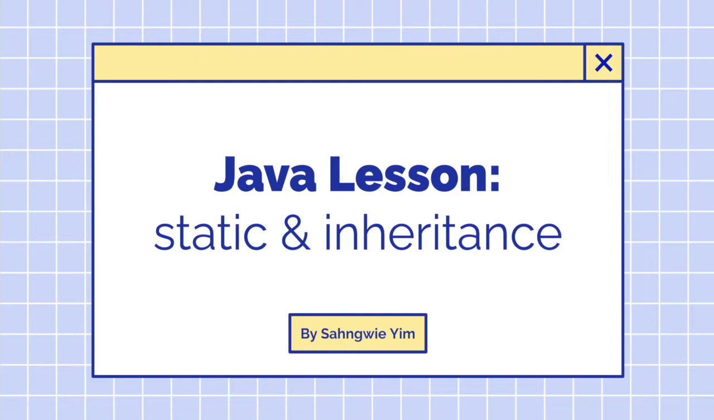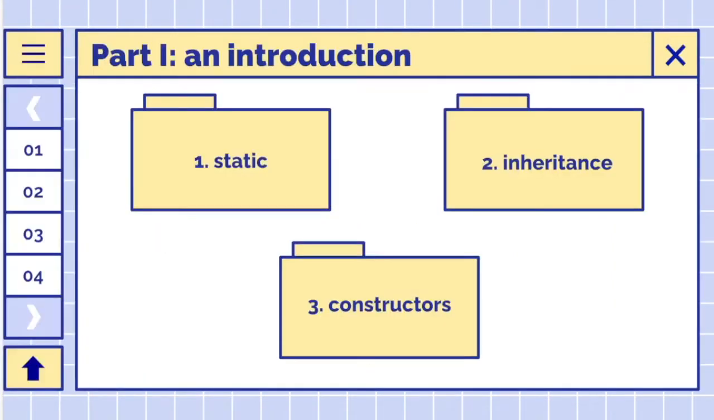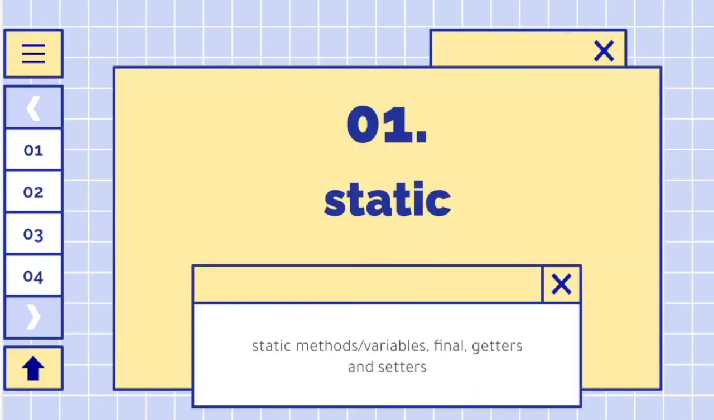Today we're going to be looking at static, inheritance, and constructors. So first, let's talk about static. We're going to be looking at static methods, static variables, the final variables, and getters and setters.